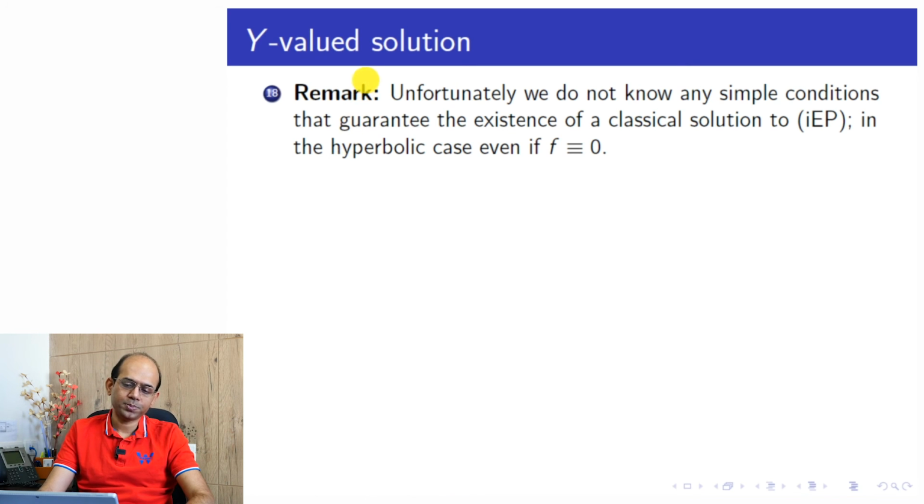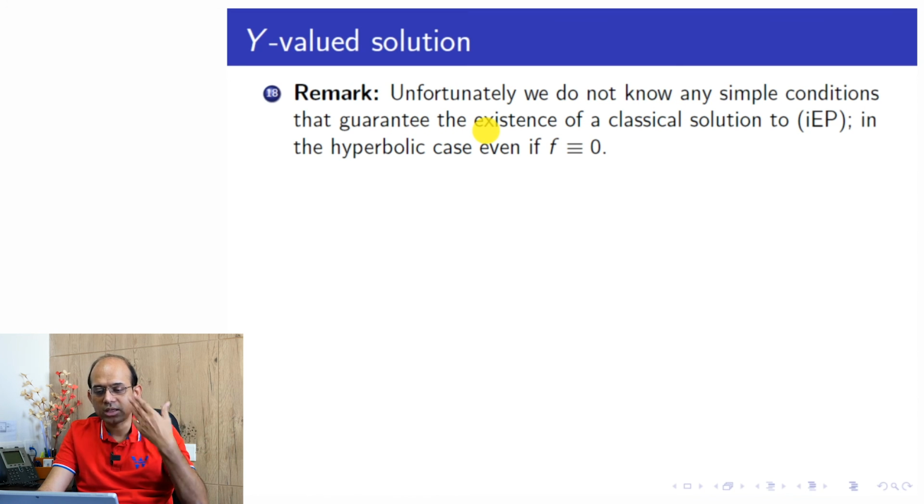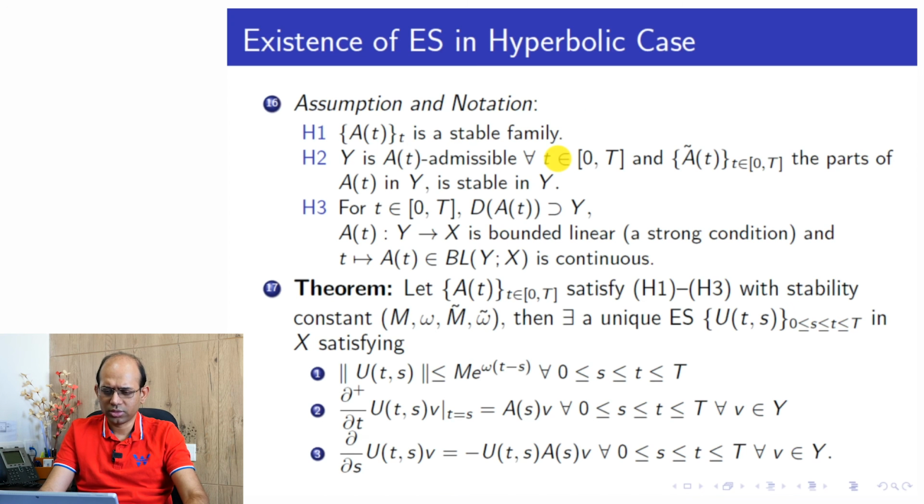Okay, so here this remark says something: unfortunately, we do not know any simple conditions that guarantee the existence of a classical solution to the IEP, the inhomogeneous evolution problem, in the hyperbolic case, even if small f is equal to 0. Hyperbolic case means H1, H2, H3. Those appear a little strong, however, those are not that strong.